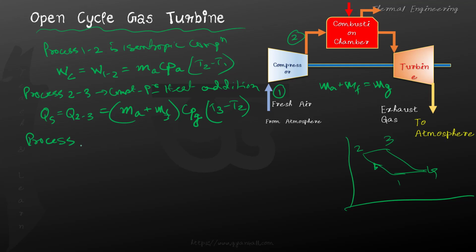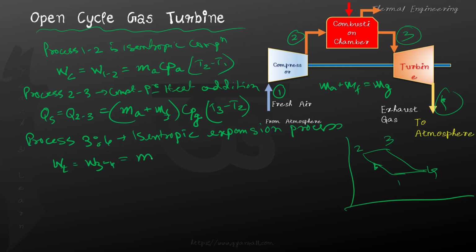Now come to process 3-4, no? 1, 2, 3 and 4. So process 3-4, what is this process? Isentropic expansion process. So this is isentropic expansion process, and for expansion we know turbine work is done, that also we can say W34 and is equal to M.